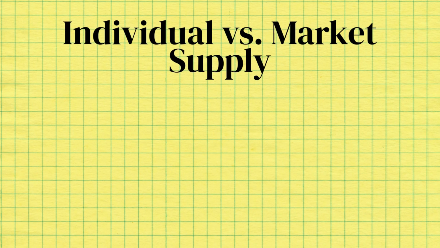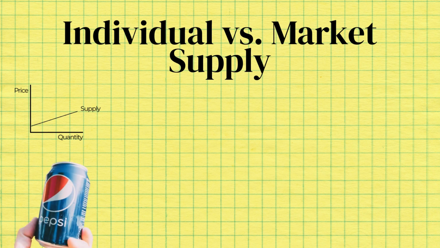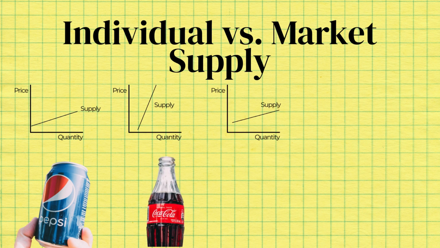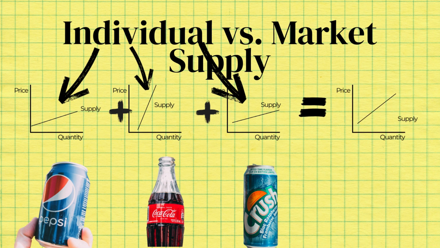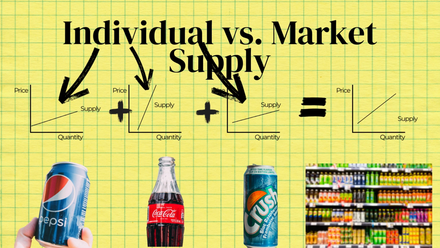Just like with demand, we need to differentiate between individual and market supply. It's the same as demand, but instead of customers, now we're referring to the individual firms producing the product. And if you add all of those supply curves together for the same product, you'll get the market supply.